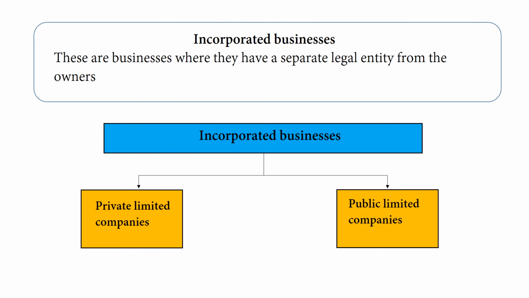Let's start by looking at limited liability. The businesses that have limited liability are private limited companies, LTDs, and public limited companies, PLCs. These are incorporated businesses, which means that owners, who are shareholders, have a separate legal entity from the business. Be sure to check out the Teacher T video on private limited companies and public limited companies, which gives you more detail.